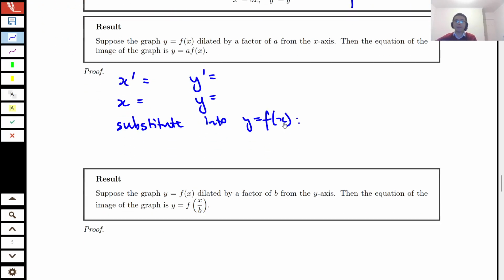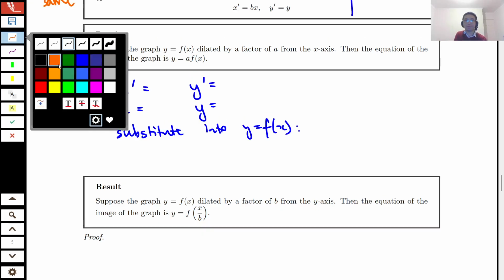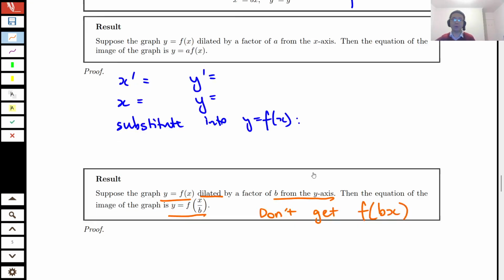Now, this one, there's one result that is surprising. So I'm actually going to do this one. Suppose I take the graph y equals f of x, and I dilate it by a factor of b from the y-axis. I don't get f of bx. I actually get f of x divided by b. So let's see why this happens.